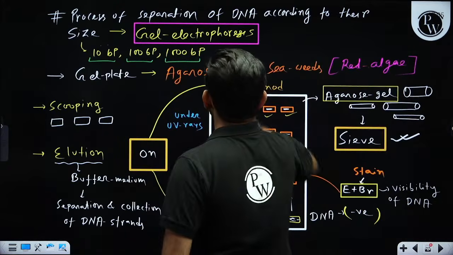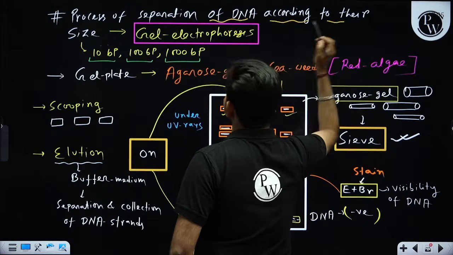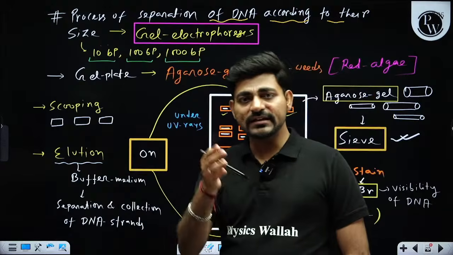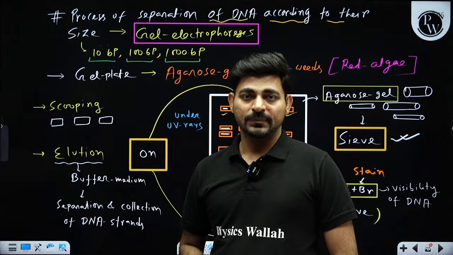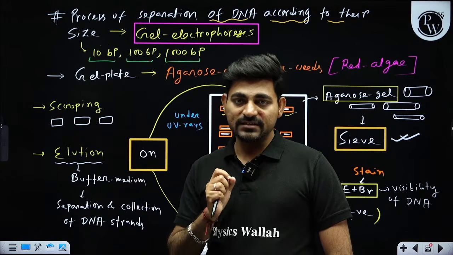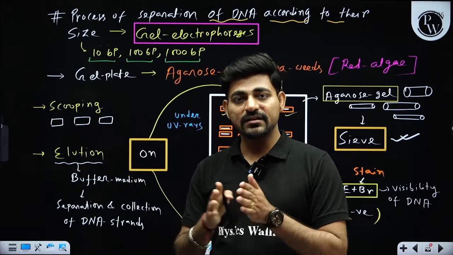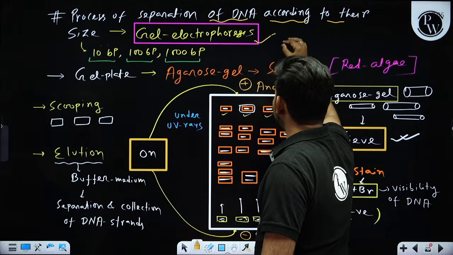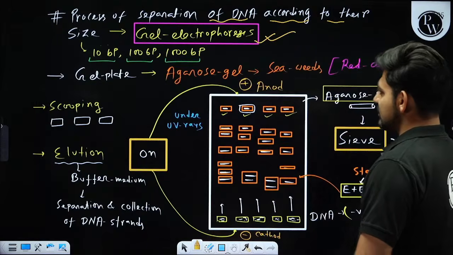Now, the process of separation of DNA according to their size. You have isolated DNA from the host cell. Now, you need to learn about another process by utilizing which you can separate out DNA of different size. The name of the process is gel electrophoresis.